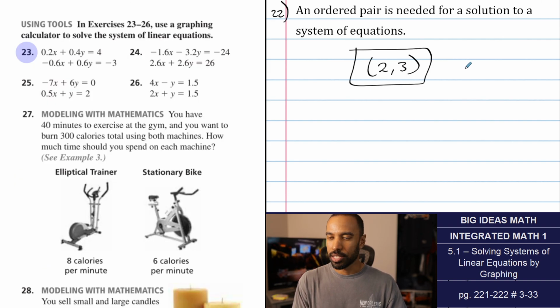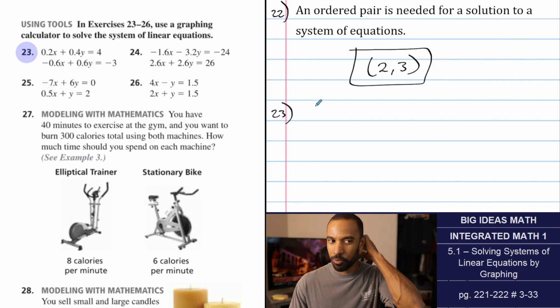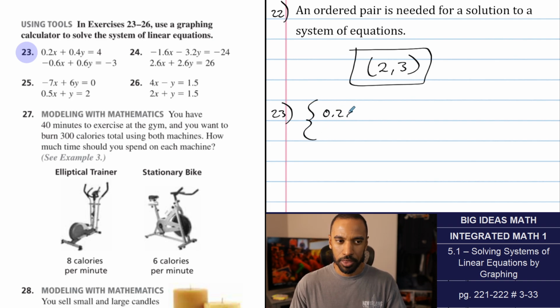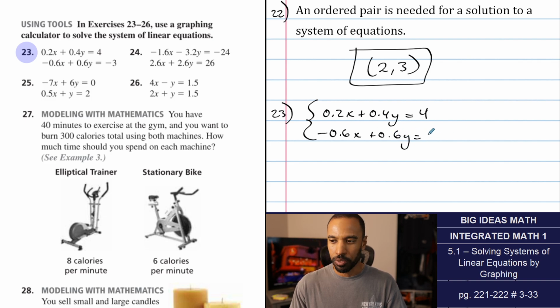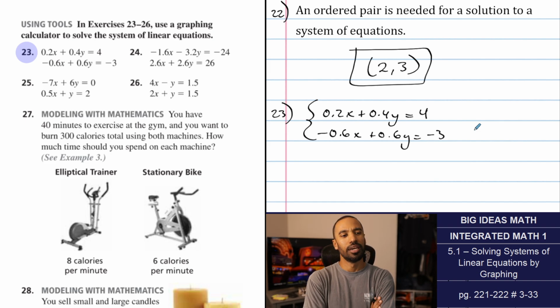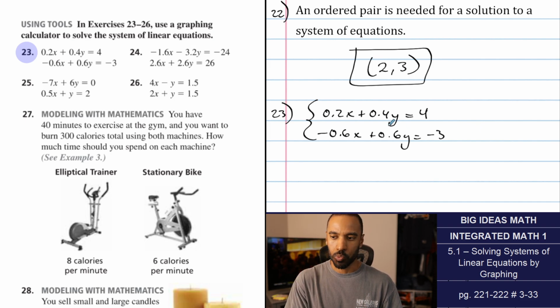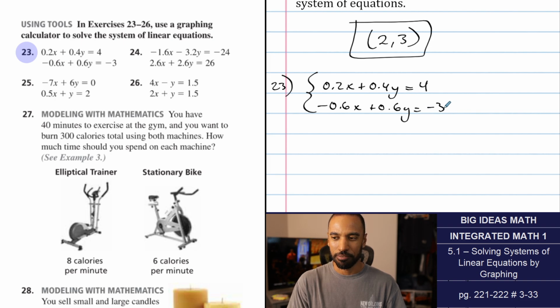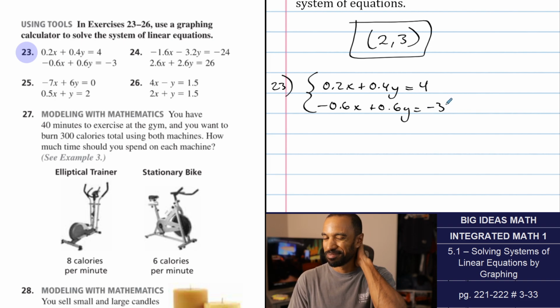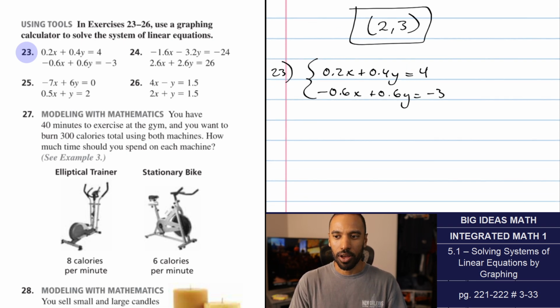Okay, numbers 23 to 26. Use a graphing calculator to solve the system of linear equations. Now, what's interesting about this is, I could do it without it too. Not with the decimals. No, I'd do things with the decimals. Like I could divide the top equation all by 0.2, and I'd get x plus 2y equals 20. Oh, maybe it goes out of window range as well. And I could divide these by 0.6, and I think that would be fine. That's negative 20. I guess they go a little out of window range either way.